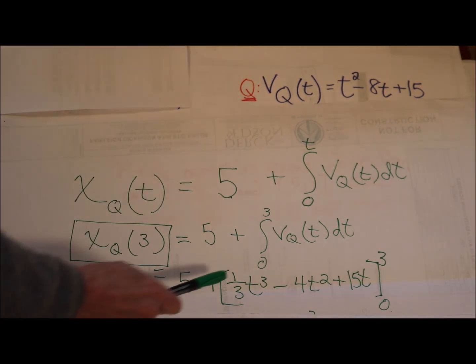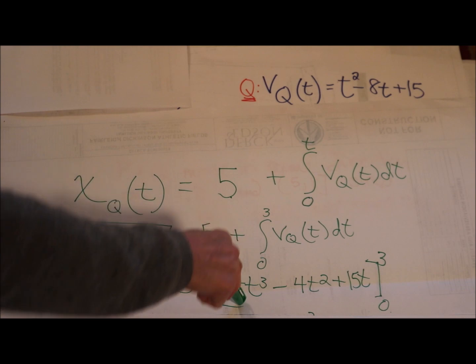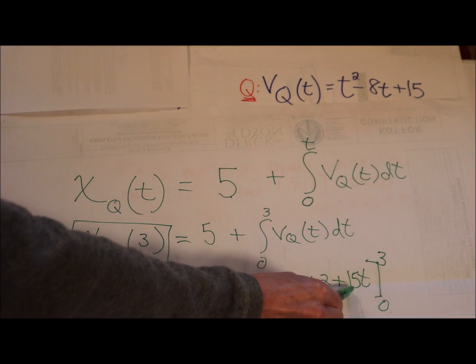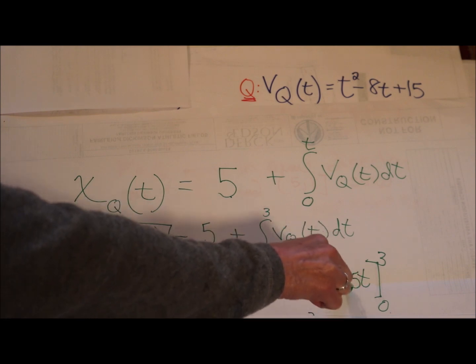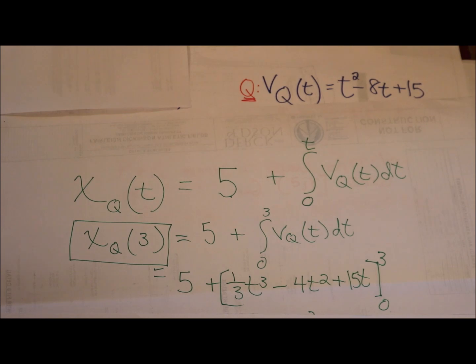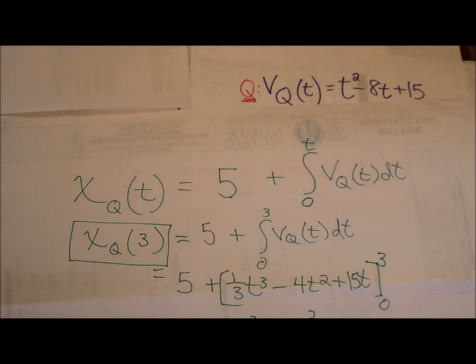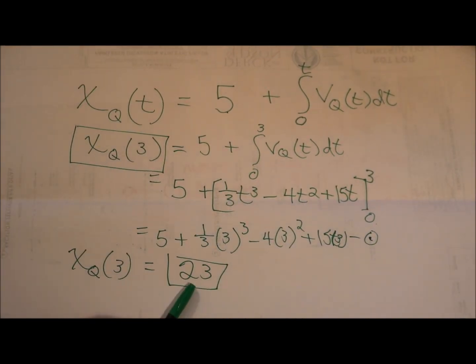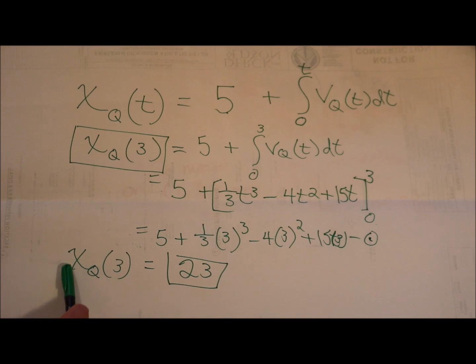The antiderivative of t squared is 1/3 t cubed. The antiderivative of 8t is 4t squared. The antiderivative of 15 is 15t, and I'm evaluating that from 0 to 3. And then I just have to plug in the 3, plug in the 0, and subtract. So let's get our final answer. If you plug in all of those, you'll end up with 23. So the position of particle Q at time 3 is 23. In other words, 23 units to the right of the origin. How fun was that?